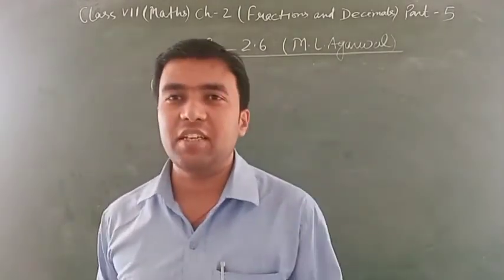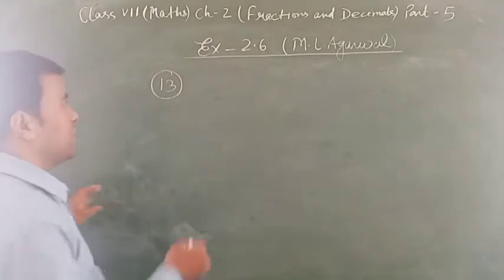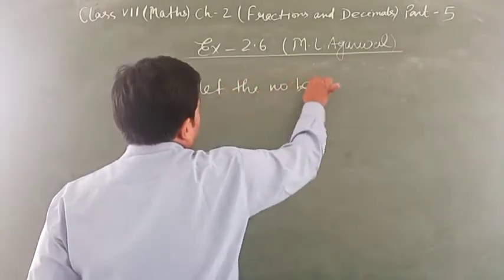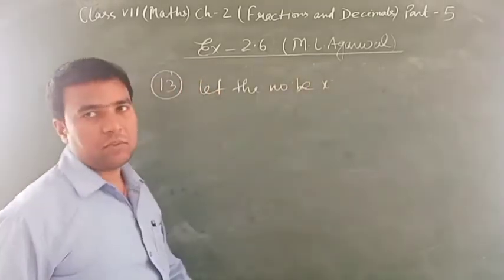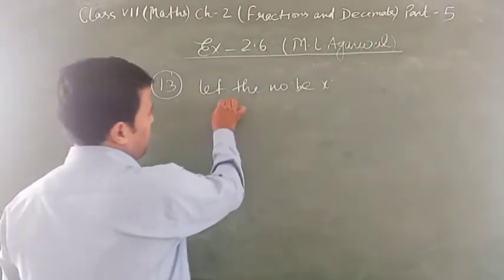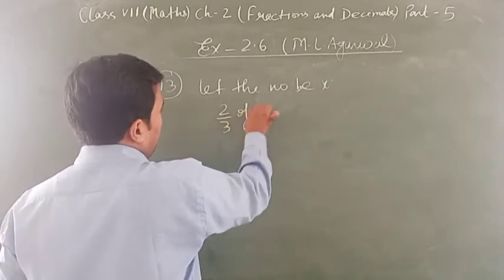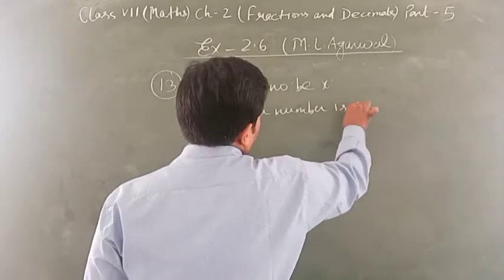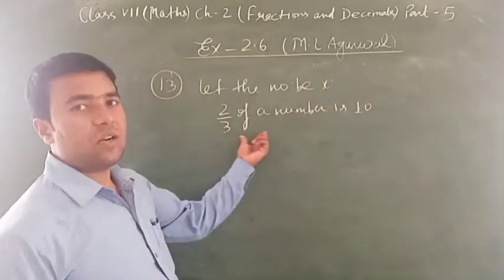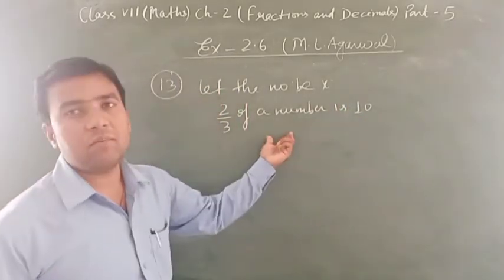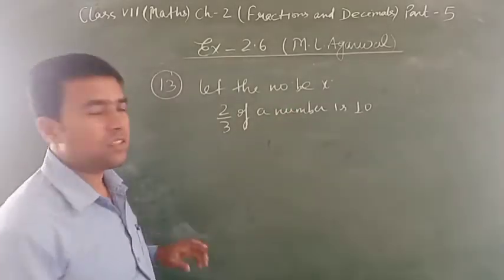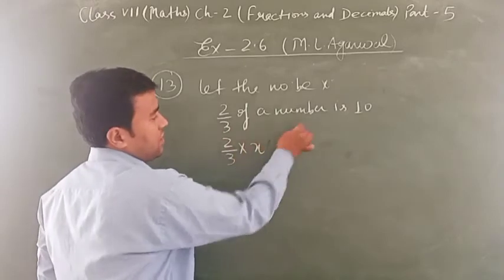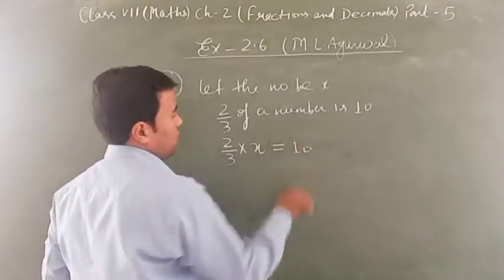Let the number be p, or whatever you want. Let the number be x. 2 by 3 of a number is 10. Of the number, that number you have taken x. 2 by 3 of means multiply by x, which is equal to 10.